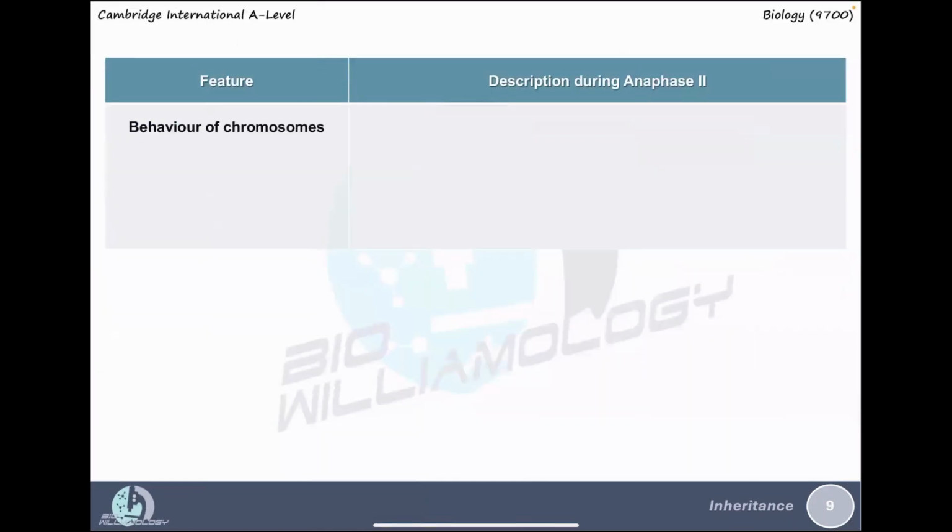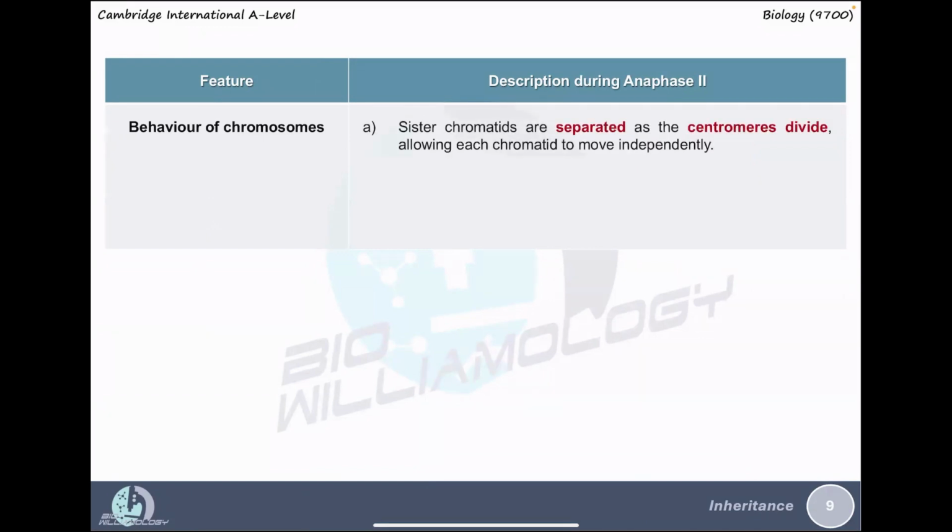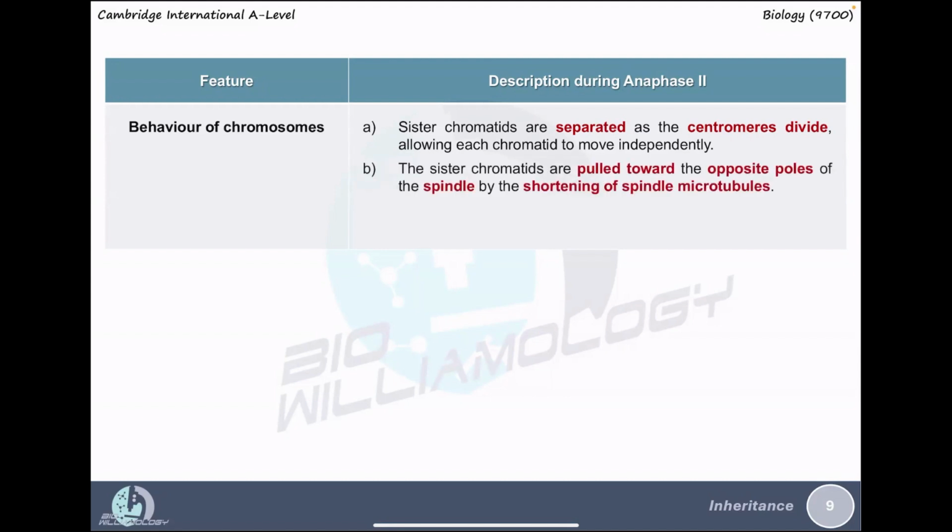So what is the behavior of the chromosomes? Sister chromatids are separated. Why? Because the centromere divides due to the shortening of the spindle microtubule. So the sister chromatids are pulled towards the opposite poles of the spindle by the shortening of spindle microtubules. And the centromere moves first because spindle microtubules are attached at the centromere region.